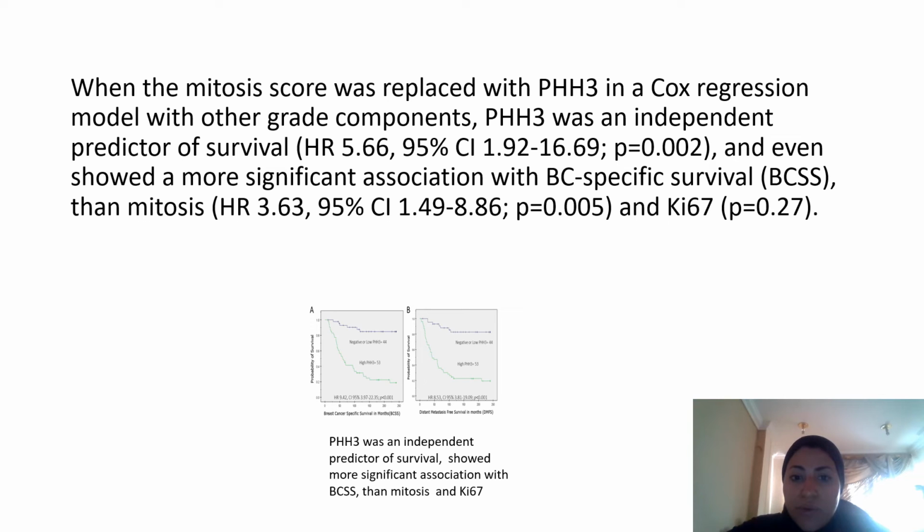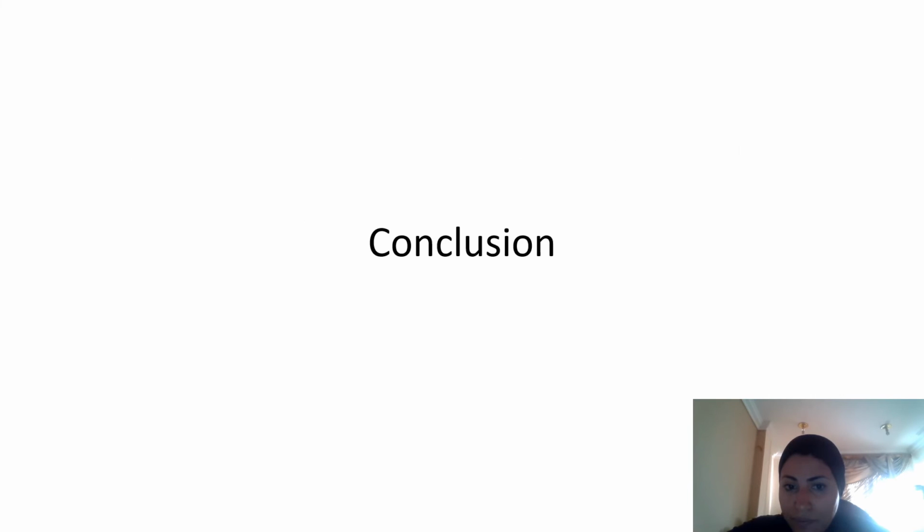And finally, when we replaced the mitosis score with PHH3 in a Cox regression model with other grade components, PHH3 was an independent predictor of survival and even showed a more significant association with breast cancer specific survival than mitosis and Ki-67.